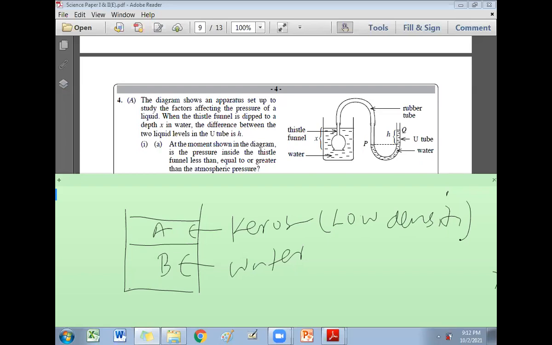Why? How do you know? When the density is low, the pressure is low. How do you know? P equals H rho G. Look at the equation: rho is density. When the density decreases, the pressure decreases.